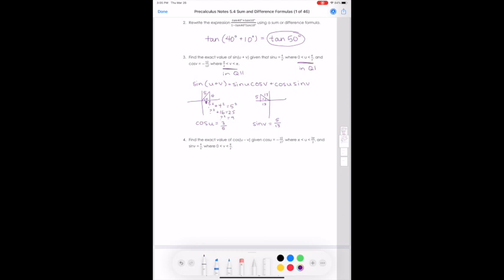And now I'm just going to switch out what I know in that sum formula. So sine of u was given to me as 4 over 5. Cosine v was given to me, negative 12 over 13. And then cosine u I found to be 3 over 5. And sine v I found to be 5 over 13.